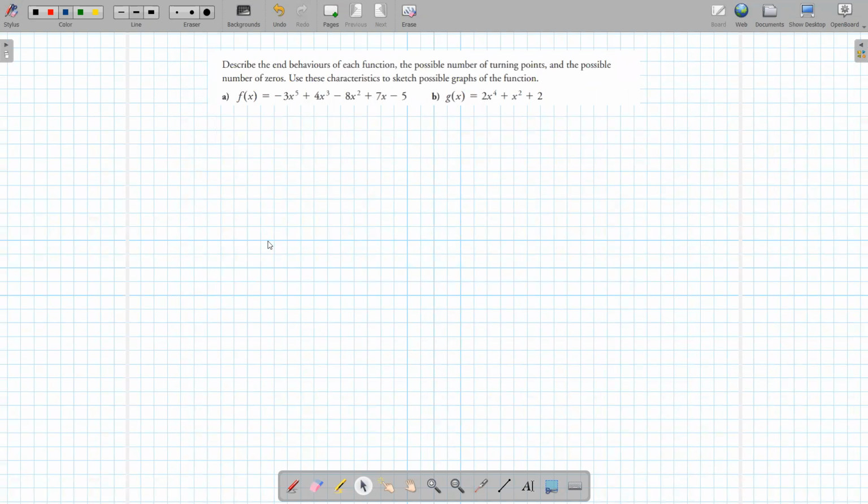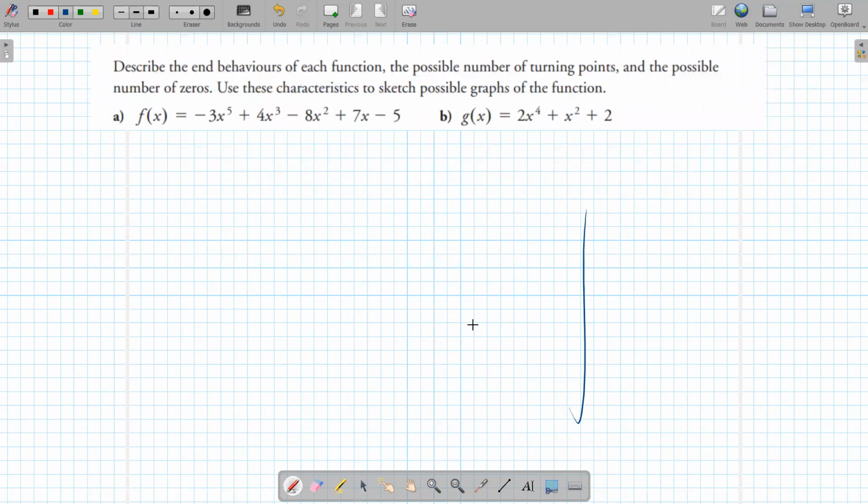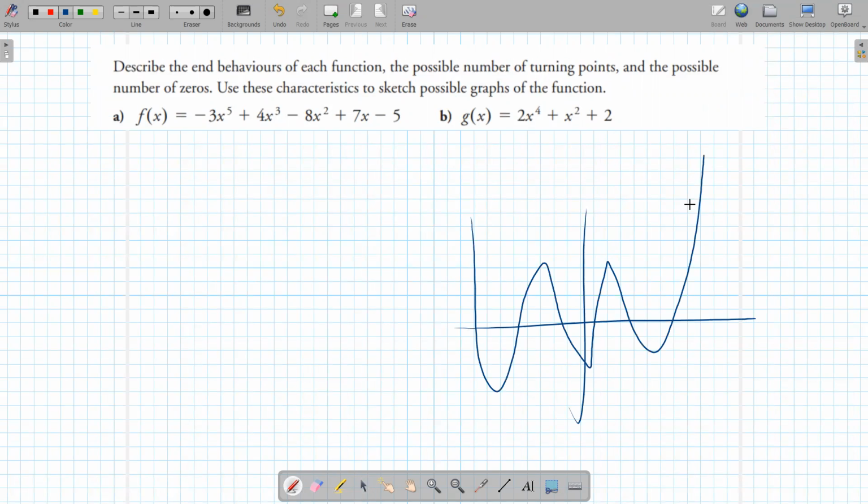And whatever the degree is, by the way, that is the maximum number of x-intercepts, which are also called zeros. Zeros mean the x-intercept. For example, if you have a degree 6 polynomial, then the maximum number of turning points is 5, but the maximum number of zeros or x-intercepts is 6. x6, 6 possible zeros, okay?